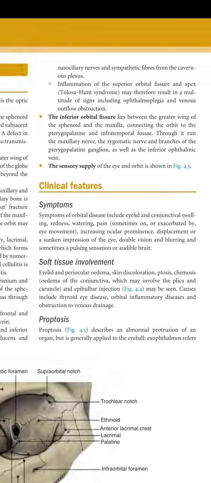Inflammation of the superior orbital fissure and apex, Tolosa-Hunt syndrome, may therefore result in a multitude of signs, including ophthalmoplegia and venous obstruction. Why? Because different nerves pass through the apex and the superior orbital fissure. So whenever there is an inflammation around it, it will cause ophthalmoplegia, meaning there will be no movement of the eyeball, and there will be venous outflow obstruction.